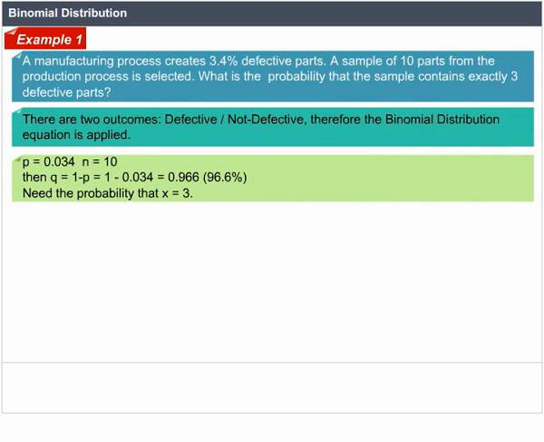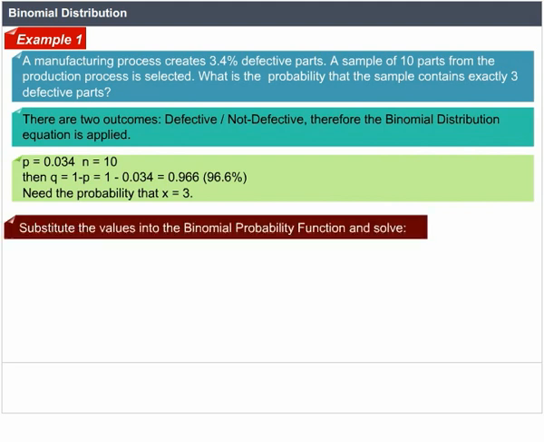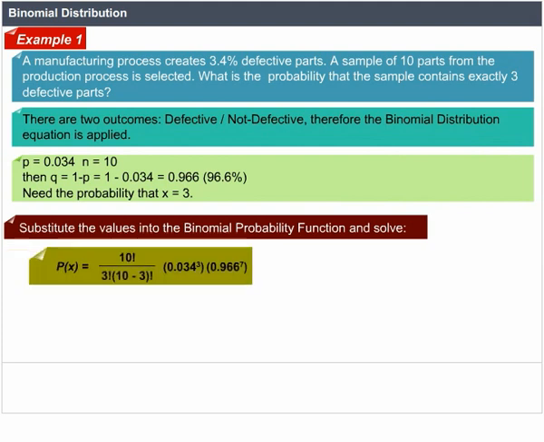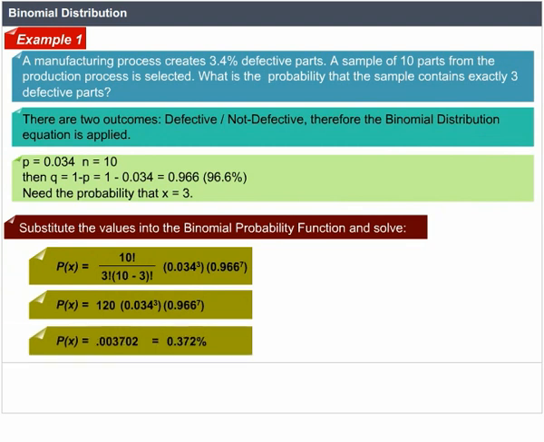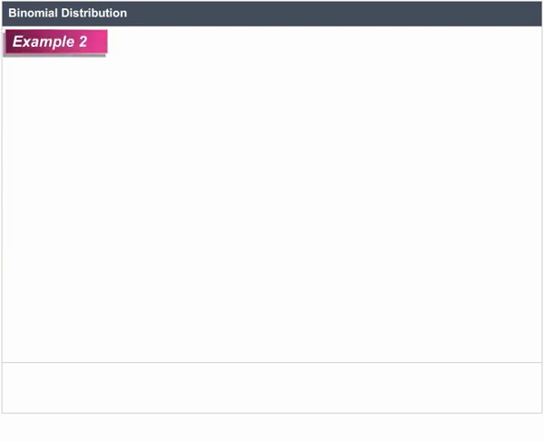We need the probability that x equal to 3. Substituting the values into the binomial probability function and solving: P of x equal to 10 factorial divided by 3 factorial into 10 minus 3 factorial, 0.034 whole cube, 0.966 whole power 7. Then P of x equal to 120 into 0.034 whole cube, 0.966 whole power 7. P of x equal to 0.003702 equal to 0.372%.